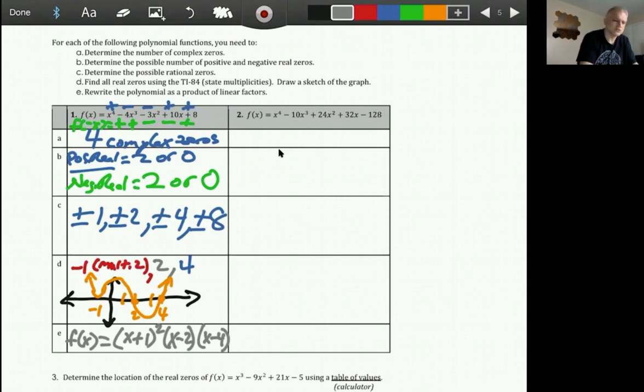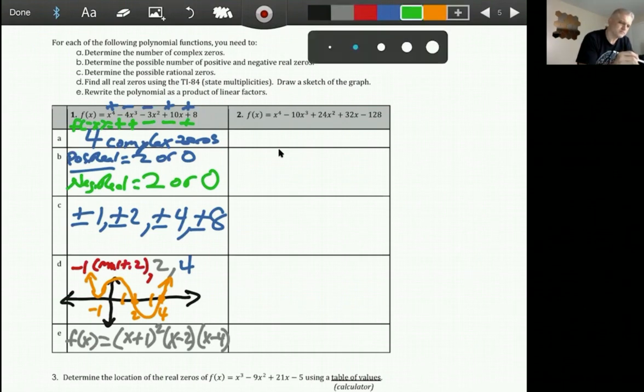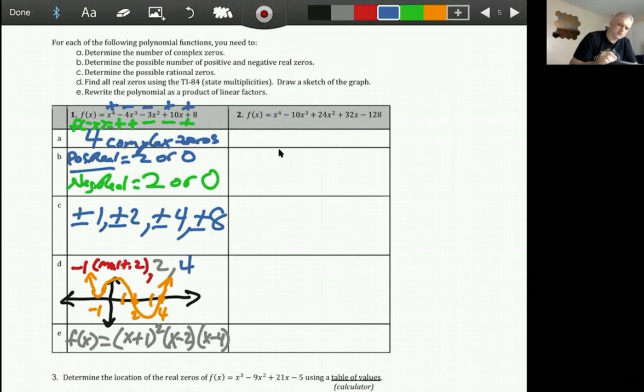All right, let's look over here at question number 2. So how many complex zeros do we have? Well, it's a 4th degree again, so there are going to be 4 total complex zeros. Okay, so in this last one, we had 2, 1, and 1 for our multiplicities, so there were 4 complex zeros. Okay, they weren't all unique. One of them had a multiplicity of 2, but there were 4 complex zeros.